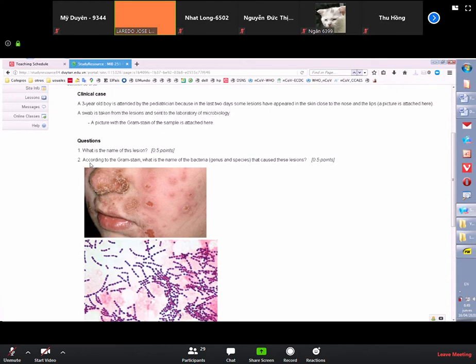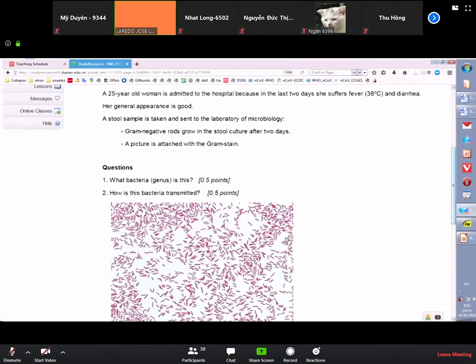Question number 2. According to the gram stain, what is the name of the bacteria? Genus and species. Streptococcus pyogenes. Yes. The genus is Streptococcus. Species pyogenes. That is the most common, yes. According to the gram stain, because you already know that Staphylococcus aureus can also cause impetigo, okay? But this gram is not Staphylococcus. This gram is Streptococcus pyogenes. Yes. And the last one is very easy.